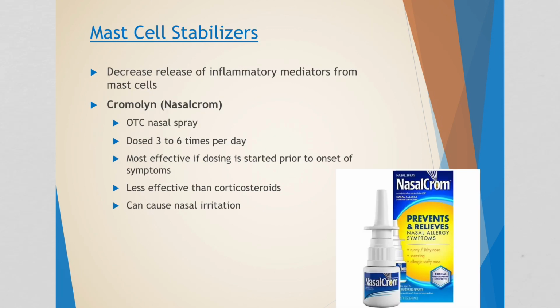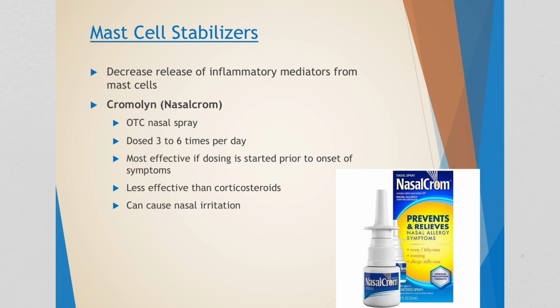Next up are your mast cell stabilizers. We know that the mast cells house histamine, right? So your mast cell stabilizers, as the name implies, it stabilizes, right? It decreases the release of inflammatory mediators from mast cells, particularly your histamine. The most common mast cell stabilizer that we have on the market is going to be Cromolyn. It's an over-the-counter nasal spray. You're supposed to do that about 3 to 6 times per day.